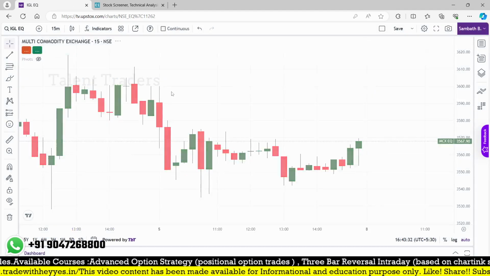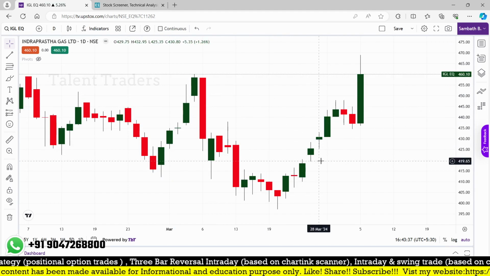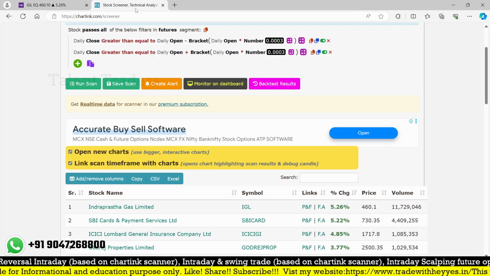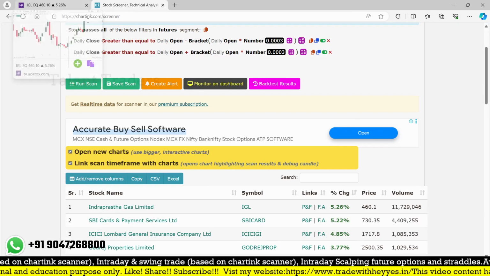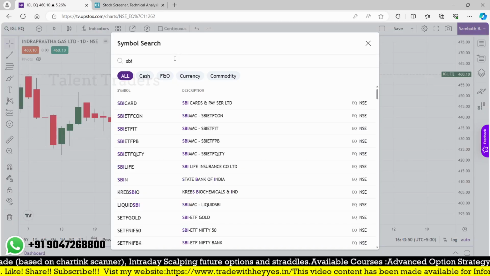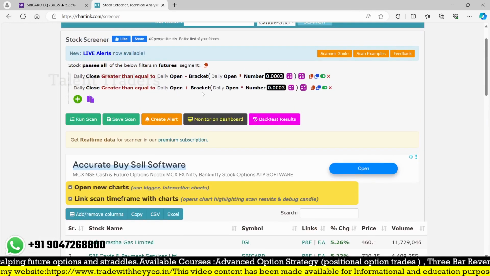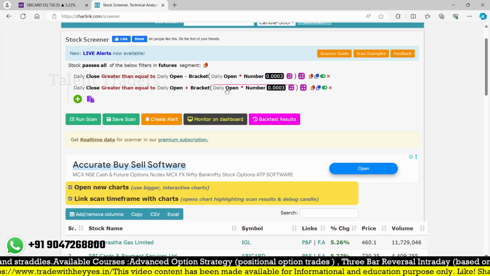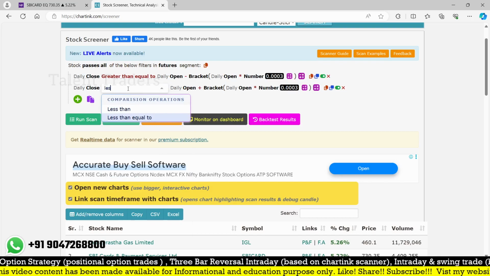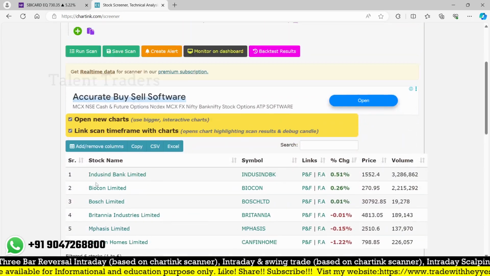IGL on the daily chart looks like it's not a doji. You can see it is not a doji candle. Maybe somewhere we made a mistake. Let me check SBI Card and Godrej Properties. SBI Card is also not a doji. Maybe we made a mistake in the daily open. Here it should not be less than, it's less than or equal to. That was the mistake. Now we have a very few number of stocks.